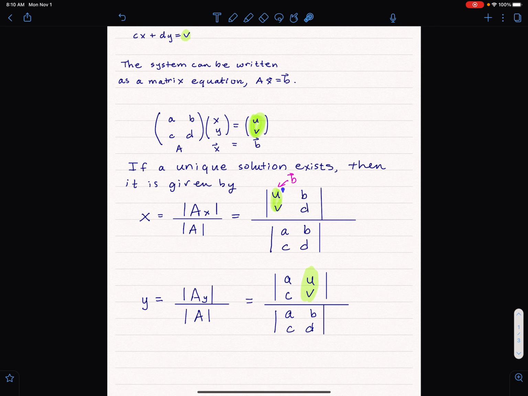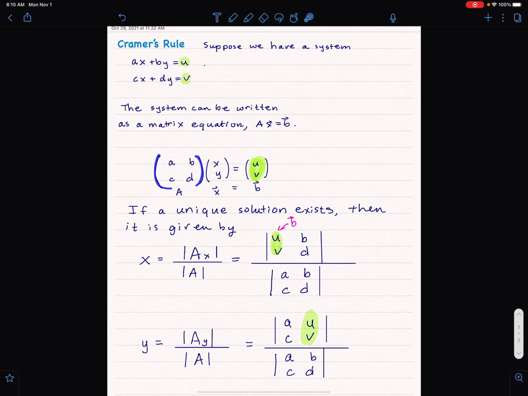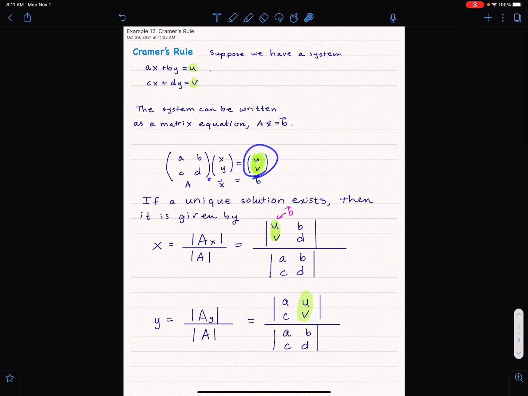For x, you replace the first column by this vector b. For y, the second column by b. And then for z, you replace the third column by b. And what do I mean by replace? I mean taking your matrix of coefficients, which is just lifted from the entries, or coefficients, of the equations. You replace the first column by u, v for x, the second column by u, v for y, and if it's a 3 by 3, there's a third column, and you replace the third column by this vector here. Okay, so that's Cramer's rule.